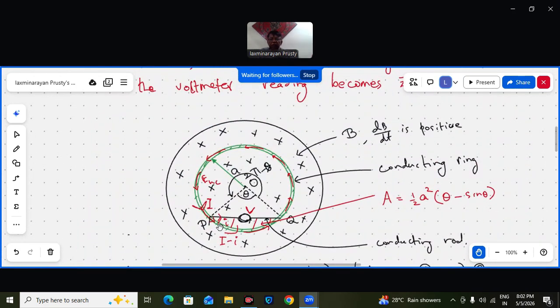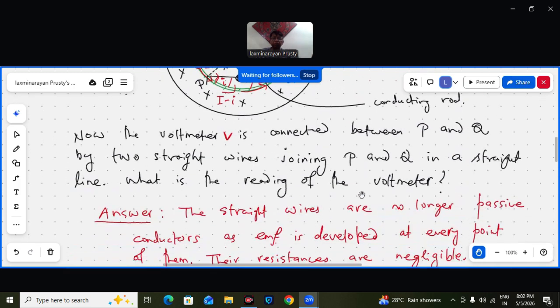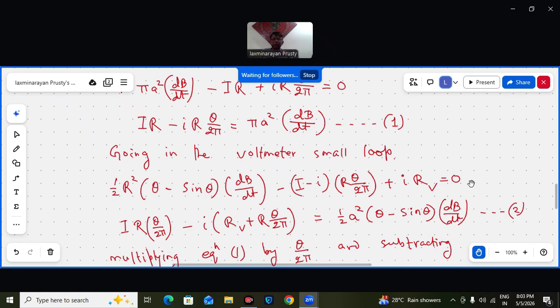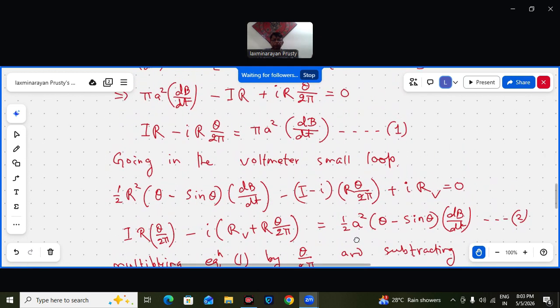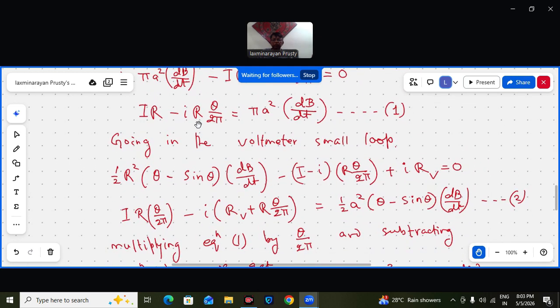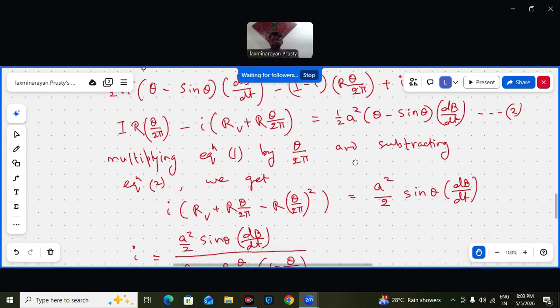Then I'll be going from Q to P to complete the loop. But I'm going opposite to the small i direction, so I'll make plus small i into RV. That is equal to 0. Then I rearrange and get this. So equation 1 and equation 2 both have capital I and small i, with different coefficients. What is my aim? Small i into RV, so capital I must be eliminated. How to eliminate? Multiply equation 1 by theta by 2 pi and subtract equation 2 from it. That's it. So capital I will be eliminated.